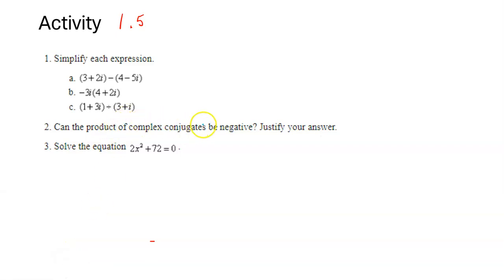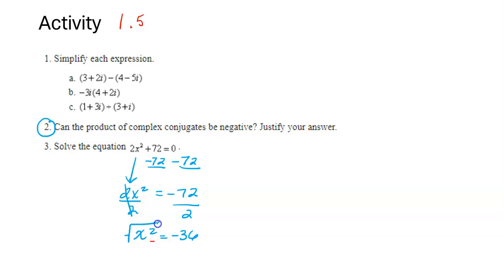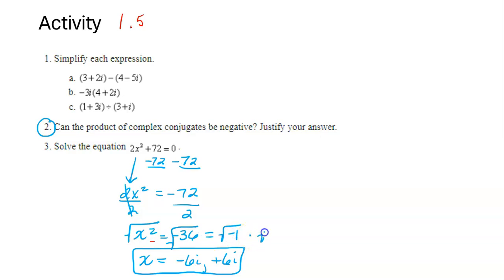Great. Can the product of complex conjugates be negative? Justify your answer. So let's see. Before I answer that one, let me solve this one because it's fairly quick. So I'm going to subtract 72 from both sides. I have 2x squared equals -72. Divide by 2, divide by 2. The 2's cancel. I have x squared is equal to -36. I square root. I get x is equal to -6i or +6i. This is the square root of -1 times the square root of 36. So the square root of 36 can be either 6 or -6, and that's why we have those.